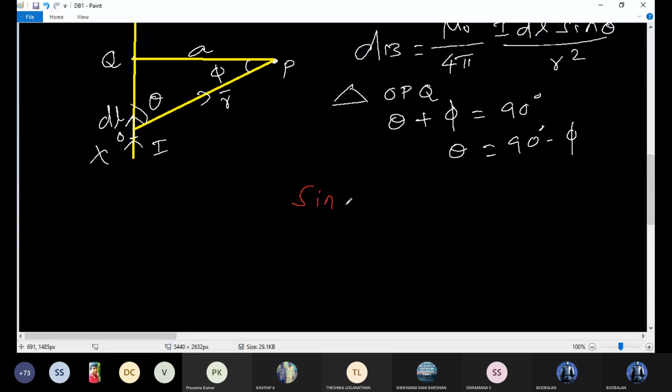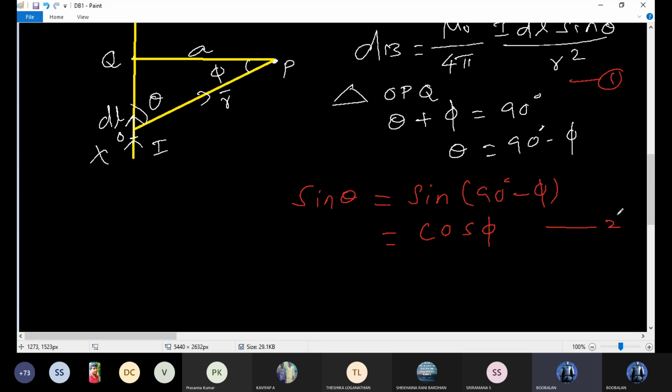Sin theta is equal to sin(90 minus phi). Instead of theta, I'm applying the value 90 minus phi. What is the value, ma'am? Max students? It is cos phi. Okay, so this is equation number 1. This is equation number 2.